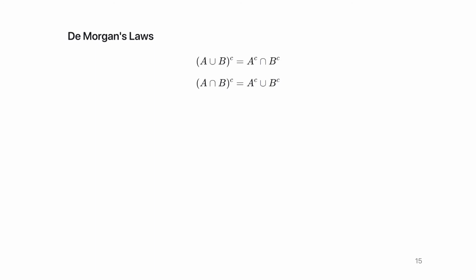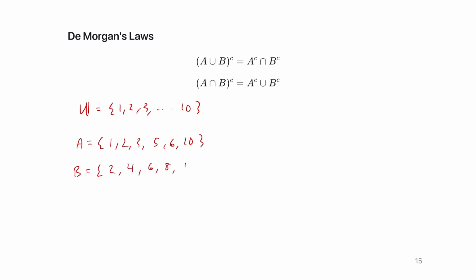Why don't we let our universe be 1, 2, 3, all the way till 10. We can let A be 1, 2, 3, 5, 6, 10. And B can be 2, 4, 6, 8, 10. So why don't we evaluate the first one? Okay. What's the union of A and B?